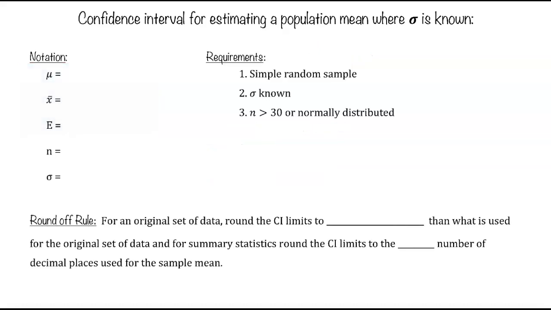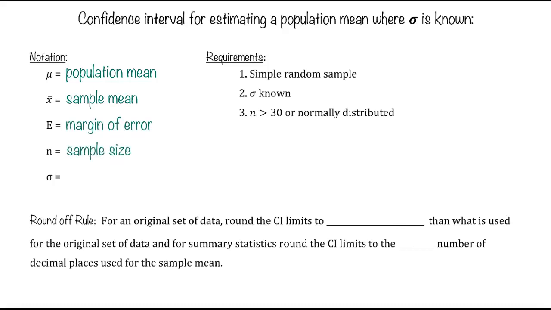Let's review some notation that we're going to need when constructing these confidence intervals. Mu is the population mean, while x bar is the sample mean. Capital E is our margin of error. Lowercase n is the sample size. And sigma is the population standard deviation.